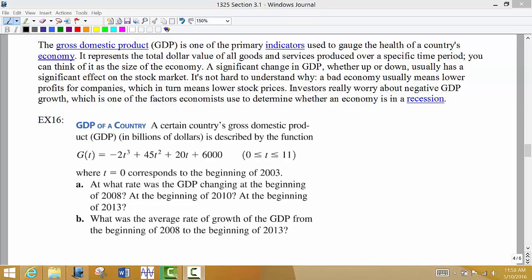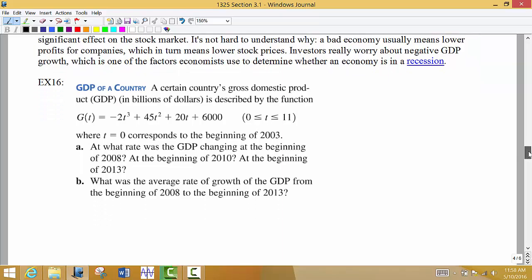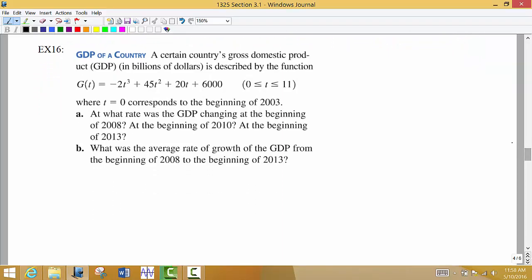Looking at example 16 here, it says a certain country's gross domestic product, given in billions of dollars, is described by the following function. We have g of t equals our function, and this is good for t values of 0 to 11. A couple of things are important. First of all, the output of this function is billions of dollars. The gross domestic product, the output here, is given in billions of dollars. The input, t equals 0, corresponds to the beginning of 2003.